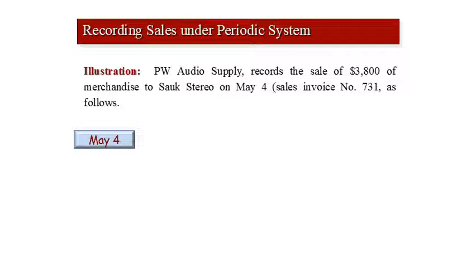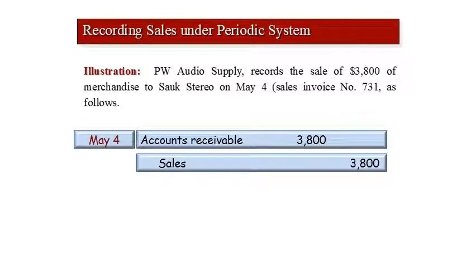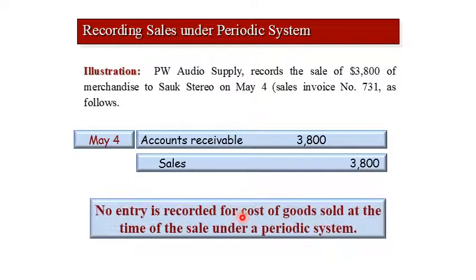We only do that at the end of the period, and we don't have a running account for inventory. So we only have one entry, only for the sales: accounts receivable if the sales are on credit, or cash if the sales are cash. But here the sales are on credit, so we use accounts receivable 3,800 and sales credit, because it is a revenue, credit nature, 3,800, and it is the only entry we have. We don't have another entry, so no entry is required for cost of goods sold at the time of the sale under a periodic system. It is only under perpetual that you have to make two entries. Here you just make one entry.